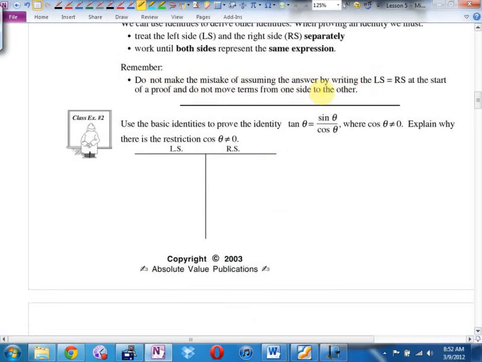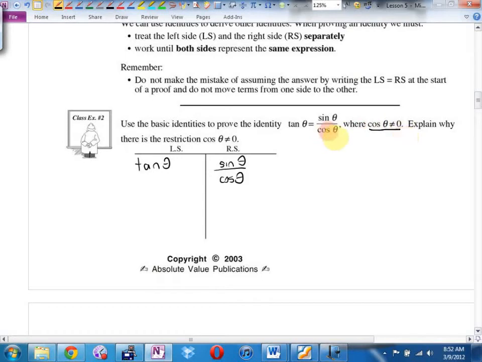Here's how I do a proof. First thing I will do, if they haven't already, is write down the left side on one side of the T and the right side on the other side of the T. By the way, it added a restriction. It said, oh, no, cos theta can't be equal to 0.